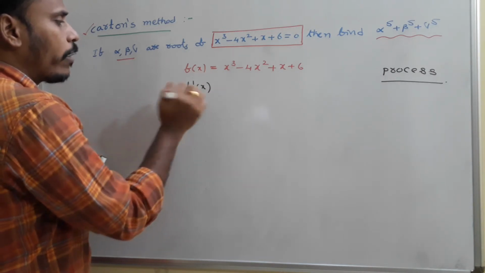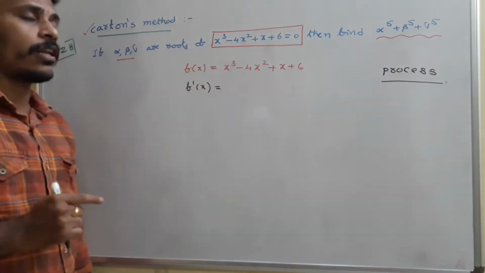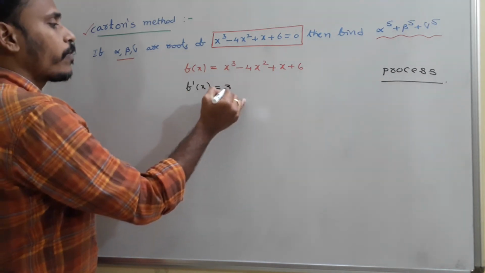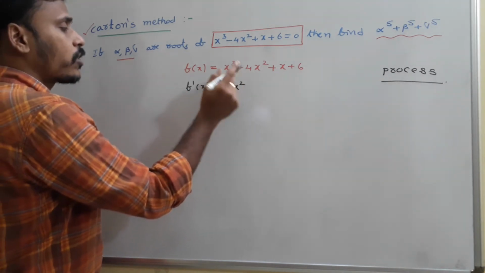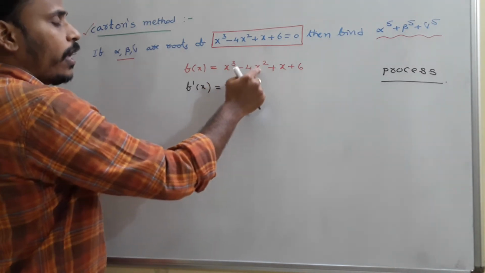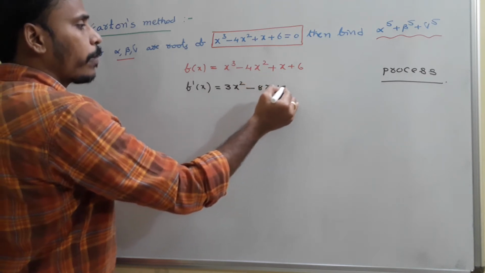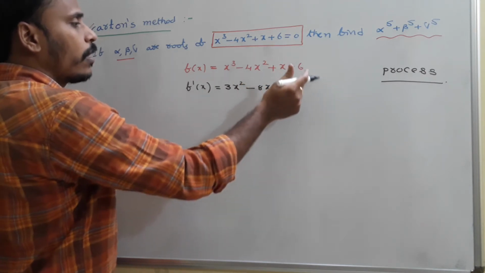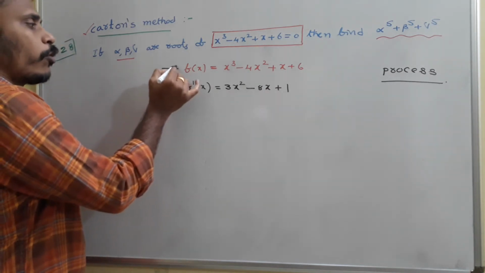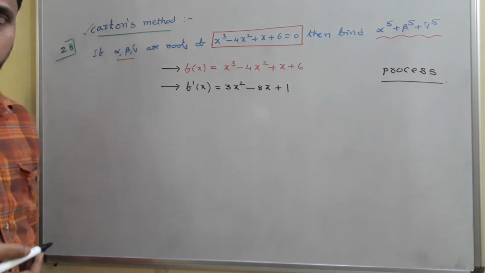I think you all know f dash is simply the derivative. So f of x is x cube minus 4x square plus x plus 6, and f dash of x is, for x cube the derivative is 3x square, for 4x square it is 2x into 4, minus 8x, plus for x the derivative is 1, and for 6 the derivative is 0. So you consider the given polynomial as f of x and its derivative f dash of x.